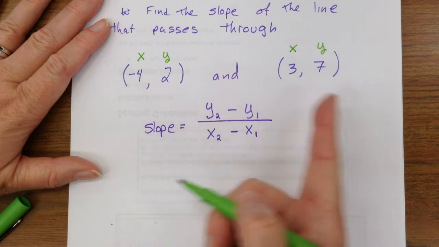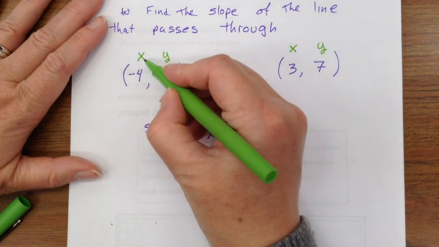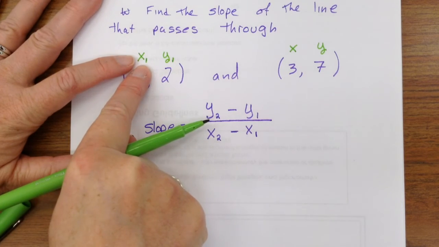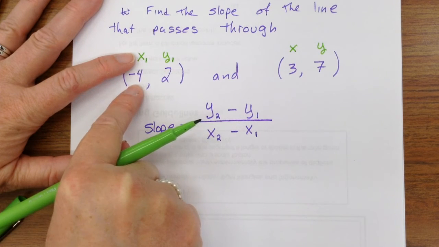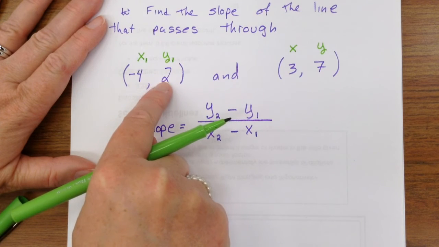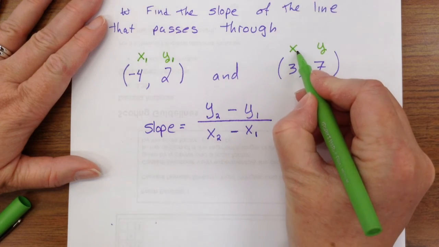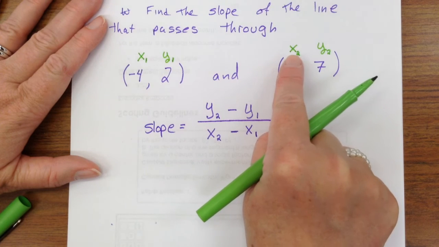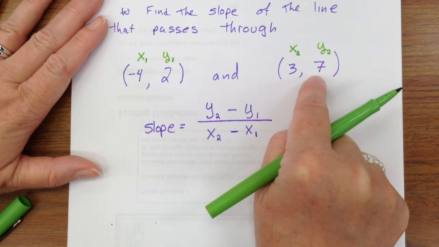But so that we can tell them apart, on the first point, I put little ones. That little x with a 1 means the first x, or the x of the first point. The y with the little 1 means the y coordinate on the first point. So guess what we do on the second? Yeah, you already figured it out. We put little 2's. So this is the second x coordinate, or the x coordinate on the second point. And this is the y coordinate on the second point.